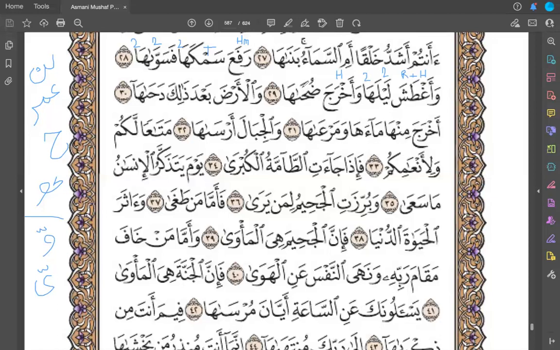Ha. Look how clearly this misty sound should be there for ha. This ha. Ha. Ha. The sound is very different. Ha. Ha.